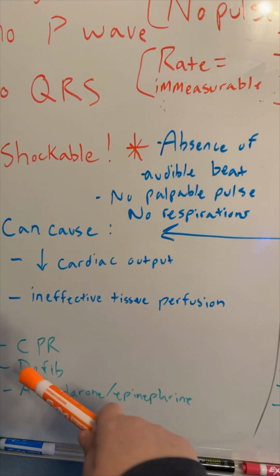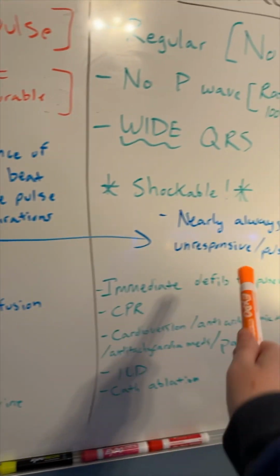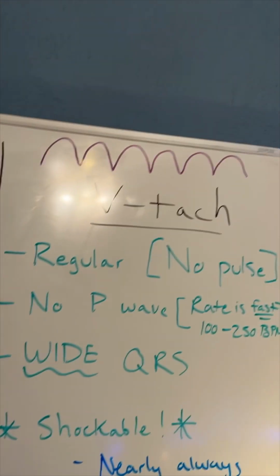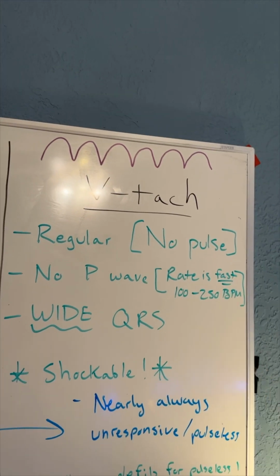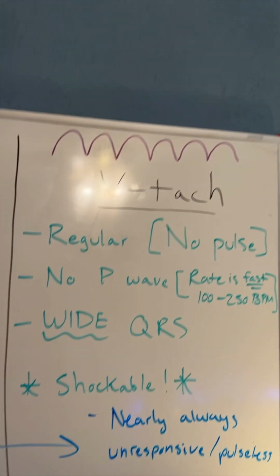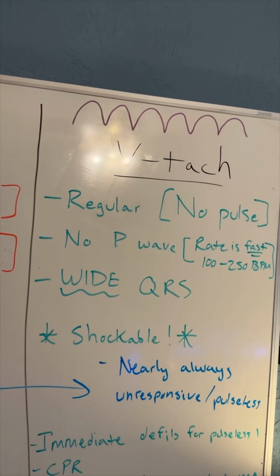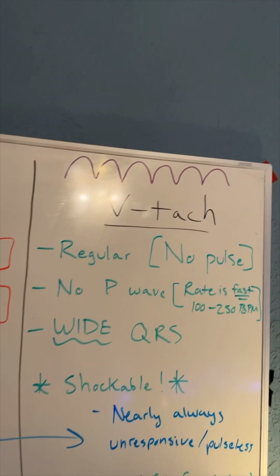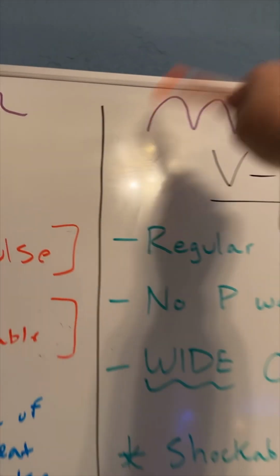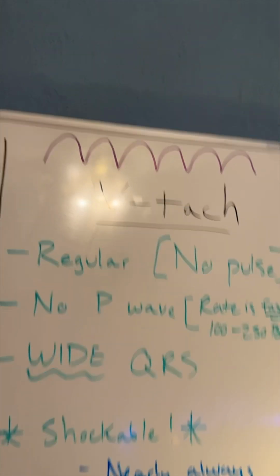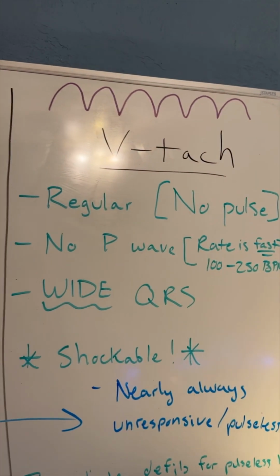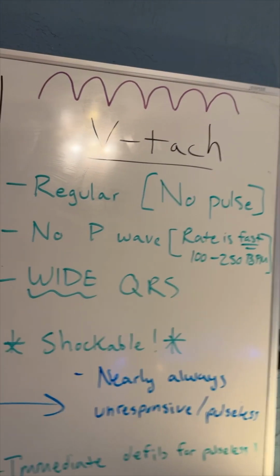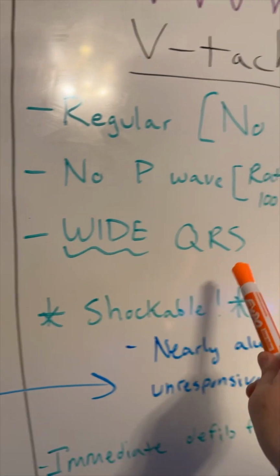These complications, decreased cardiac output and ineffective tissue perfusion, apply to both VFib and VTAC. So here it is regular, if you want to call it that, but there's no pulse, so I don't know if it's really even worth noting. There's no P wave, and this upside down, well, it looks like a U, but I guess you could also see a V in there. That helps you remember it, but basically that's going to be happening pretty quickly, between 100 and 250 beats per minute. And we're going to see a wide QRS complex.